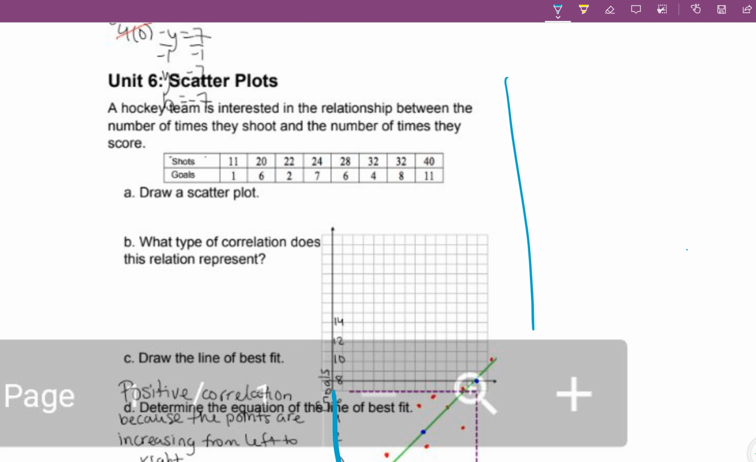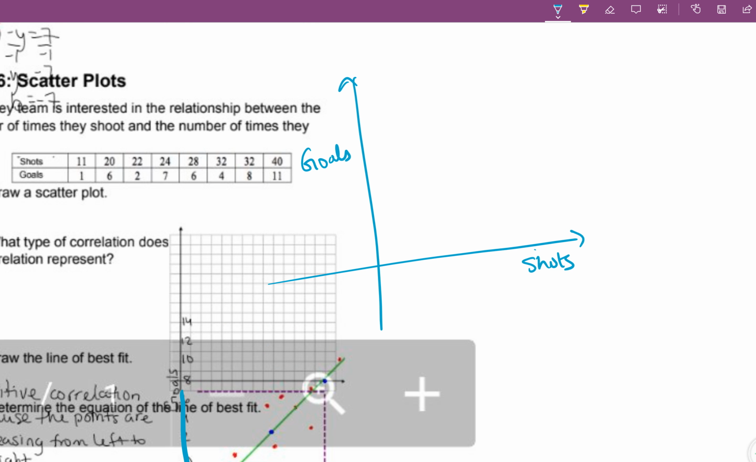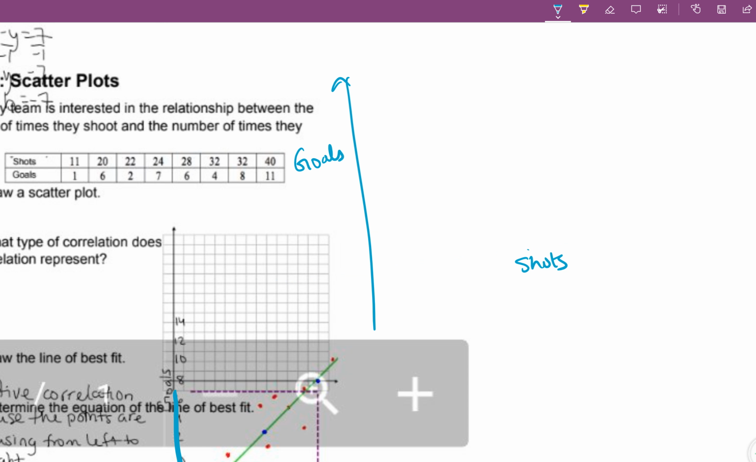So we have the shots on the bottom and goals right there. You can see, just do approximately. That's what I'm going to do. Now, I see 11 to 40 shots are there, so I have to extend it a little bit. I do this. That means there are some data values, and the data values are, I do 11. Now I can go forward by 10, and I assume this is 40.